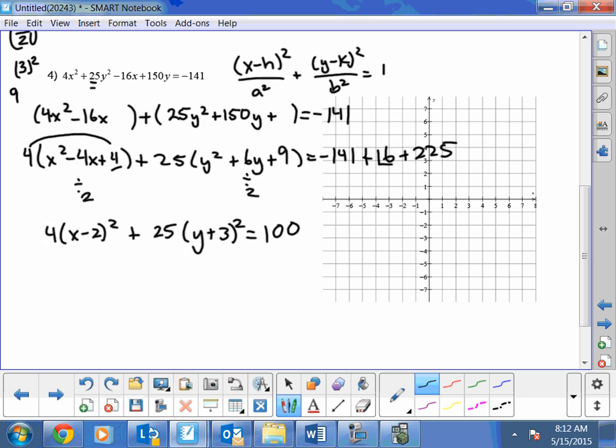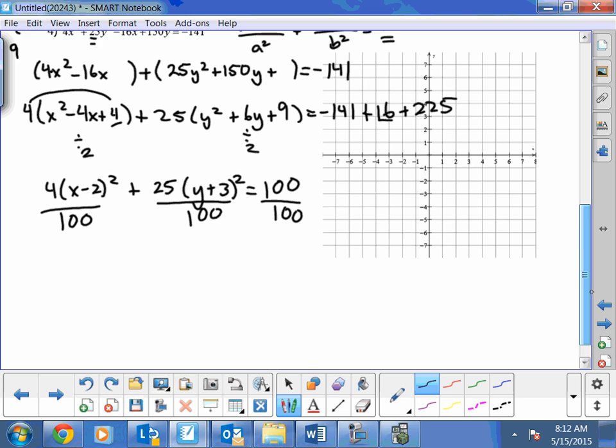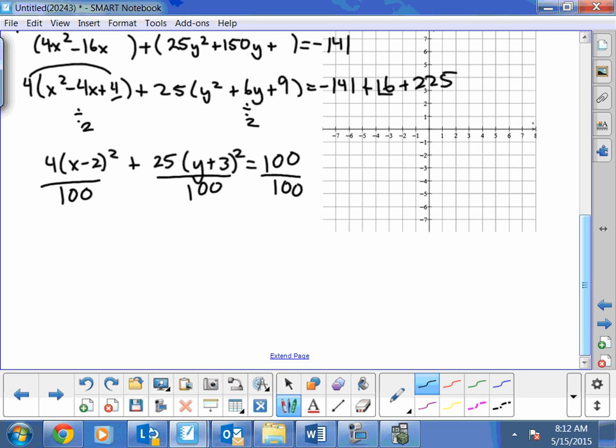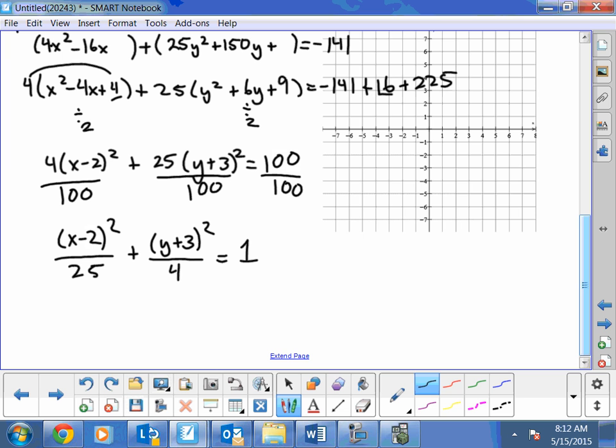Now we're going to actually divide. Remember, we want that equal to 1, kind of like what we have in the top equation right here. So we're going to divide everything by 100 to achieve that. 100, 100, and 100. And we'll find out that this looks like this: (x minus 2) squared over 25 plus (y plus 3) squared over 4 equal to 1.